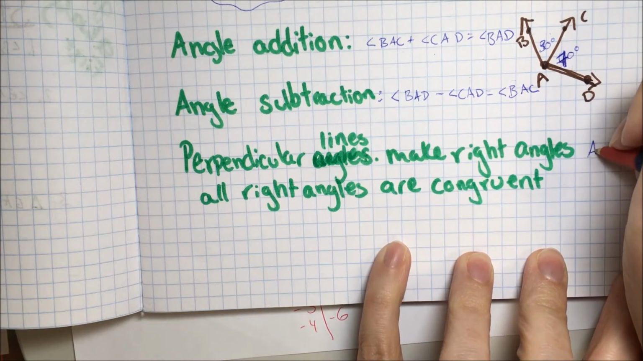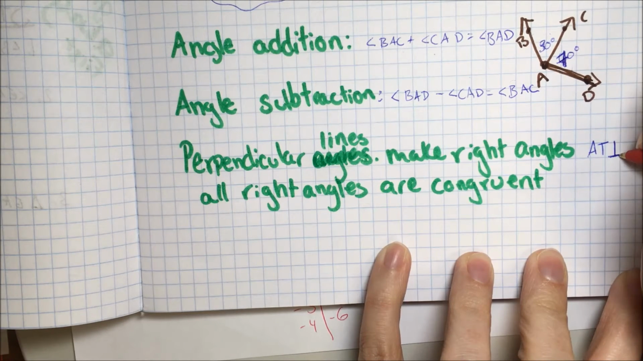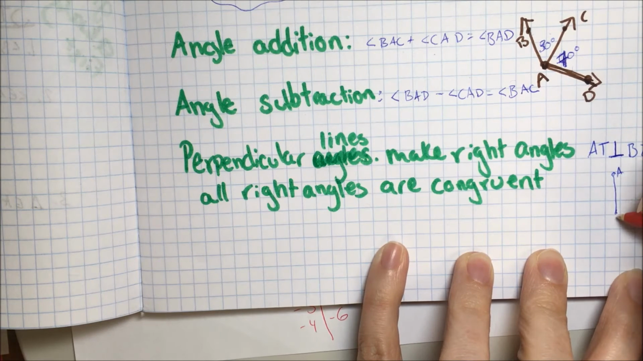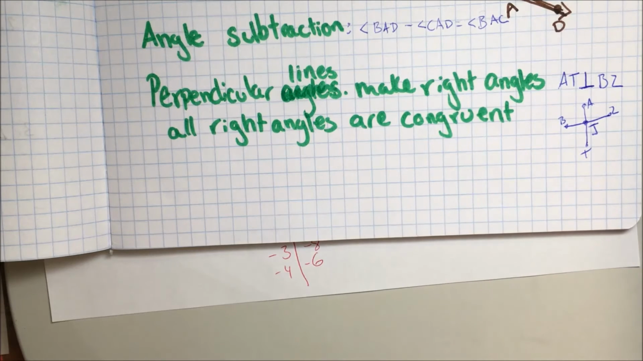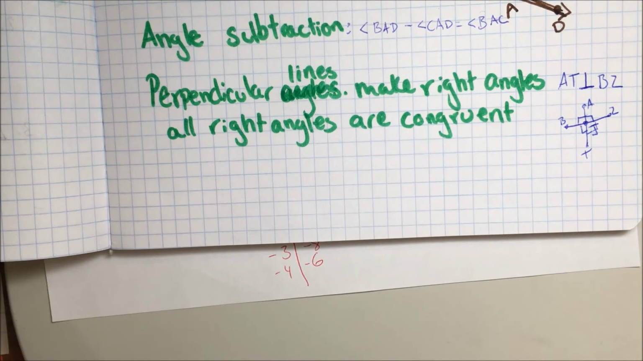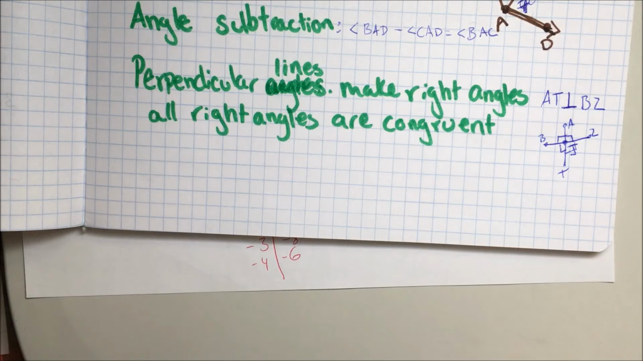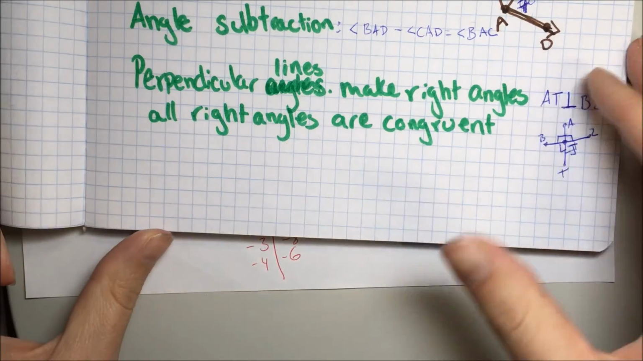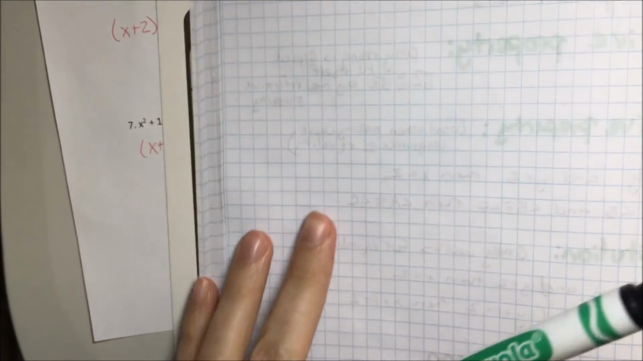So if I had AT perpendicular to BZ, that might look like this. And they need a J. Okay. And all the angles around here are right angles, and they're all congruent. So the kind of cool thing about this is I can work with supplementary angles as well. So I could talk about supplementary angles and linear pairs as well and get into this.